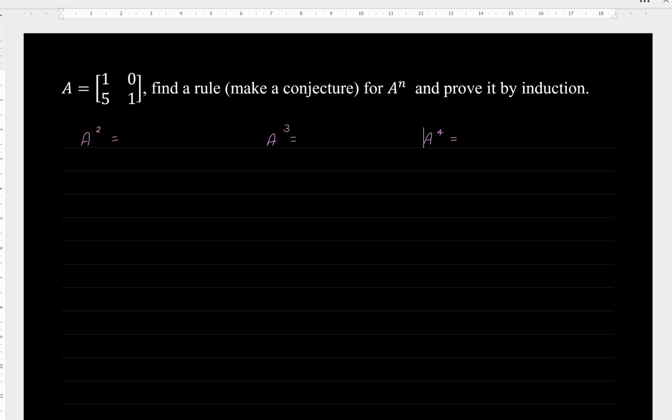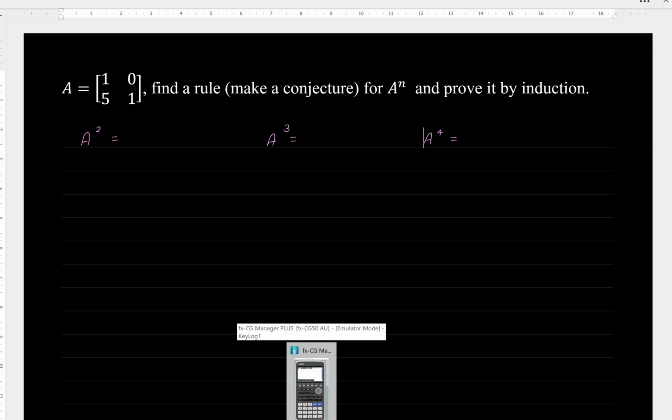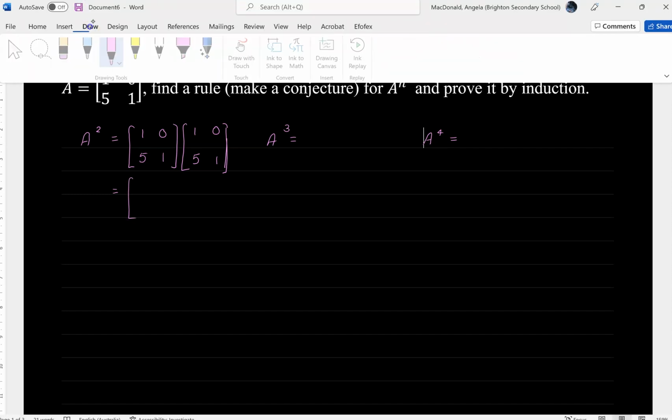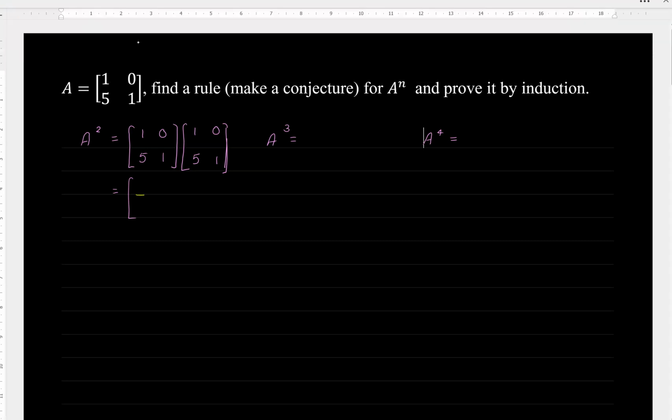It's pretty easy to do by hand, but let's make sure that we can use our calculator. Actually, we'll remind you how to do it by hand first. So we've got the matrix 1, 0, 5, 1, and if we want to square that, we times it by itself, going row by column. Just to show you, for this spot here, we go the first row by the first column. So 1 times 1 is 1, plus 0 times 5, that's just going to be 1.